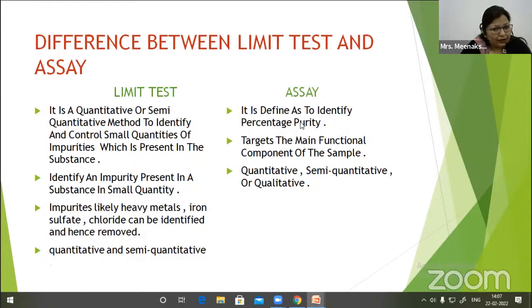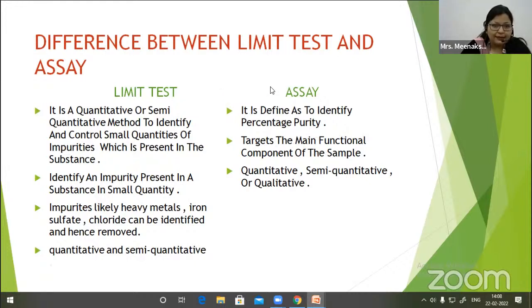So for measuring the percentage purity, we do ASSAY. ASSAY is basically more targeted upon the main functional groups that are present in the sample. And of course, it can be quantitative, semi-quantitative and qualitative. So ASSAYs usually give us a quantity, because it's a percentage purity. It gives us the percentage, that this much percentage of the compound is actually present, and that too of the functional components of the sample.